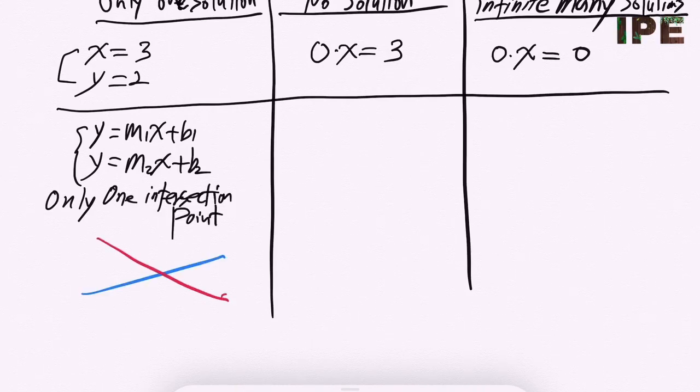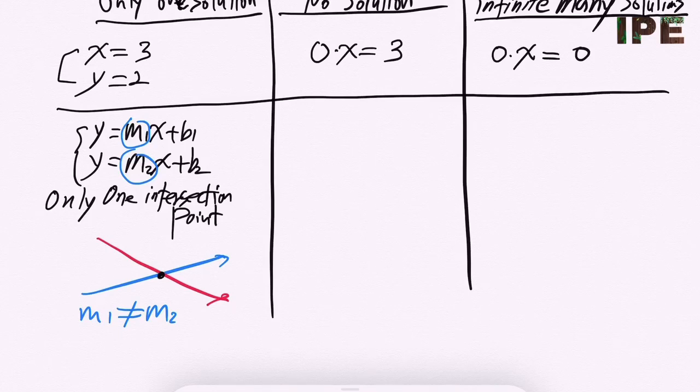Two graphs are going to have only one intersection point. What does it mean? If two graphs have one intersection point, that means two slopes must be different. So M1 and M2 have different values. M1 is not equal to M2. Definitely, those two graphs will have only one intersection point. Okay, in that case, this system of equations will have only one solution.